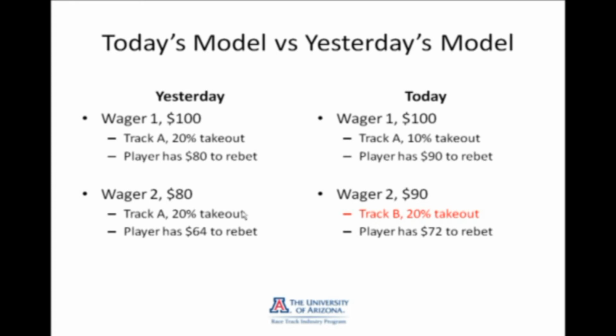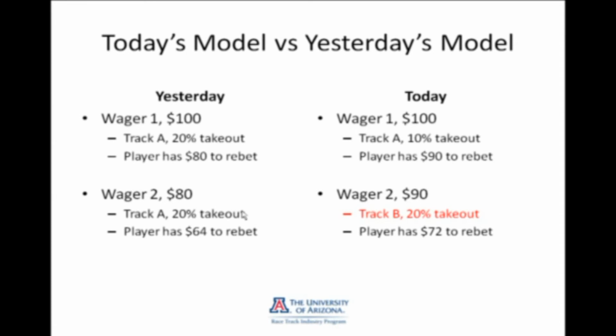To look at that and how this different model has changed, I've put this briefly together. Yesterday, or in the past, if the player bet $100 on race 1 at track A, and that track had a $20 or 20% takeout, then ultimately the player, or all the players together, would have $80 to rebet. Now, if they bet the next race, race 2 at track A, after the 20% takeout they'd have approximately $64 to rebet. If you do that over and over again, the player goes broke pretty fast on that 20% takeout.